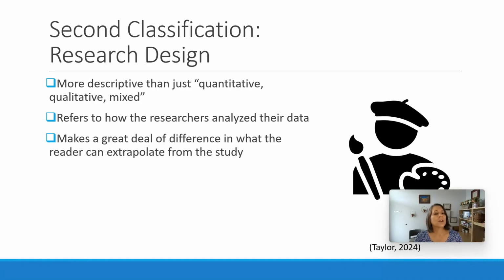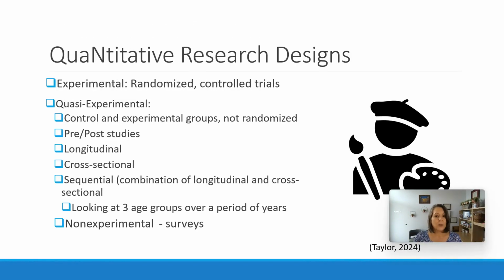Now we have research design, and this drills down a little bit more into how we are going to analyze our data. It takes us into a more descriptive definition rather than just saying quantitative or qualitative or mixed. Okay, and this gets into how the researchers analyze their data. And this can make a great deal of difference in how the reader, when they're reading the study, can start to pull out meaning from what it is that they're reading.